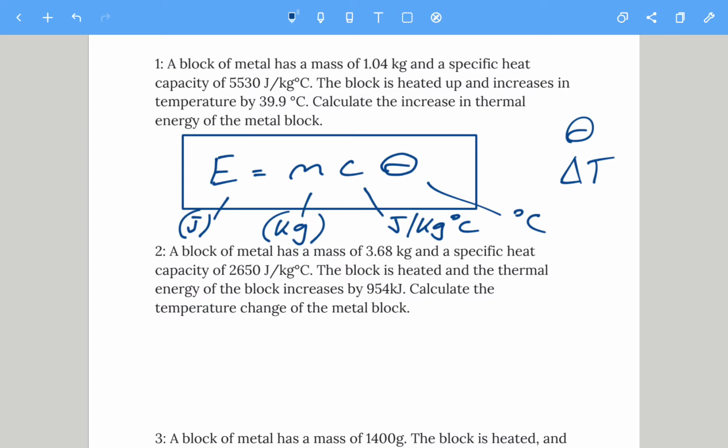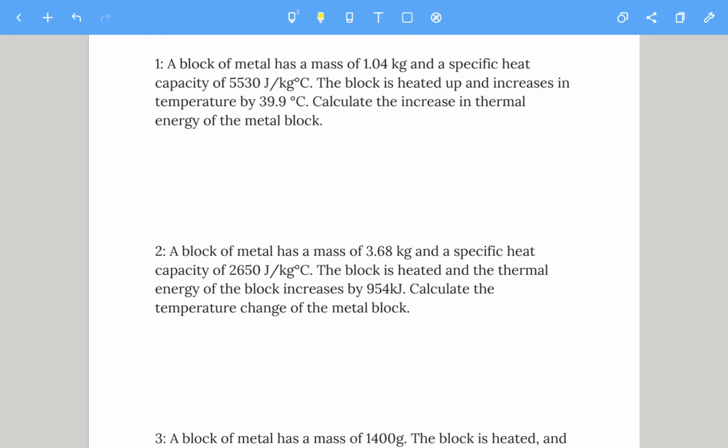And I'm going to get rid of this and then just attempt question 1 and 2, and I'll take you through the answers. Alright, so remember to pause whenever you need to. So let's have a look at the first one.